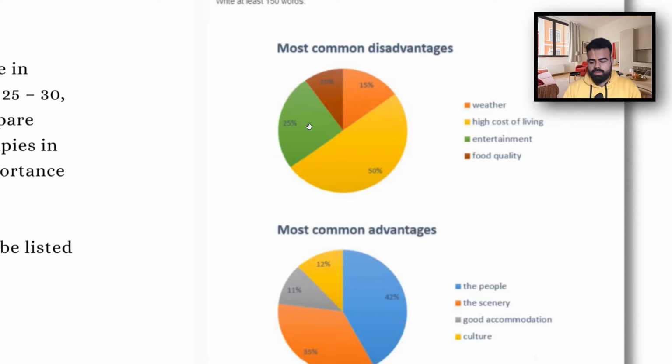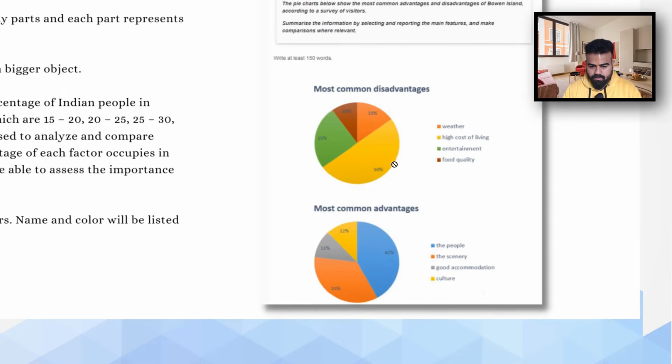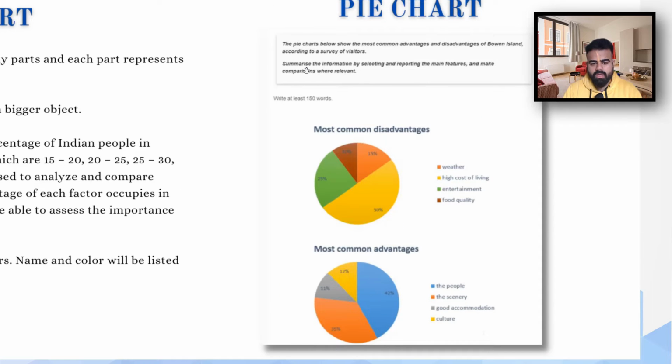Right. So let me just see the exam question. So here, yeah, the examiner is asking us to write about advantages and disadvantages of some island known as Bowen Island. Right. And in the pie chart, you can see we have been provided with the most common advantages and most common disadvantages. And of course, different elements here are divided into different sectors. So if I have to draw this pie chart into a bar chart, can you do that? I think we can do it easily.